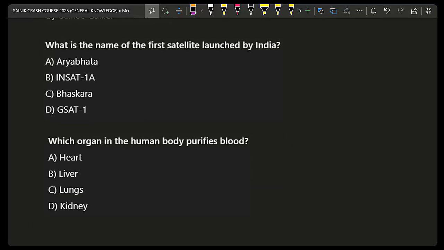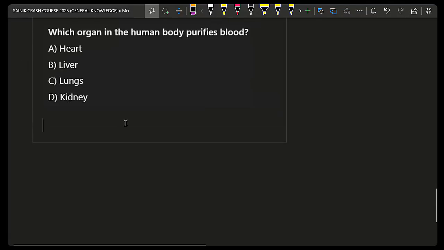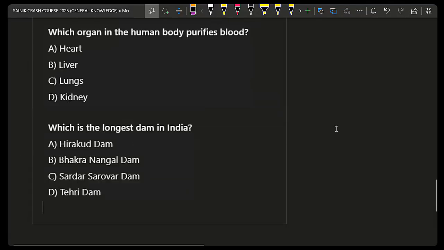This is a very important question. Let me see how many of you know this. Which is the longest dam in India? Hirakund Dam, Bhakra Nangal Dam, Sardar Sarovar Dam, Tehri Dam.